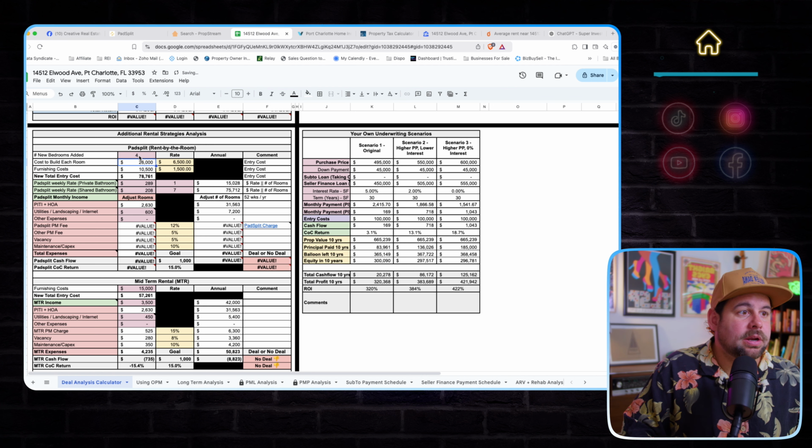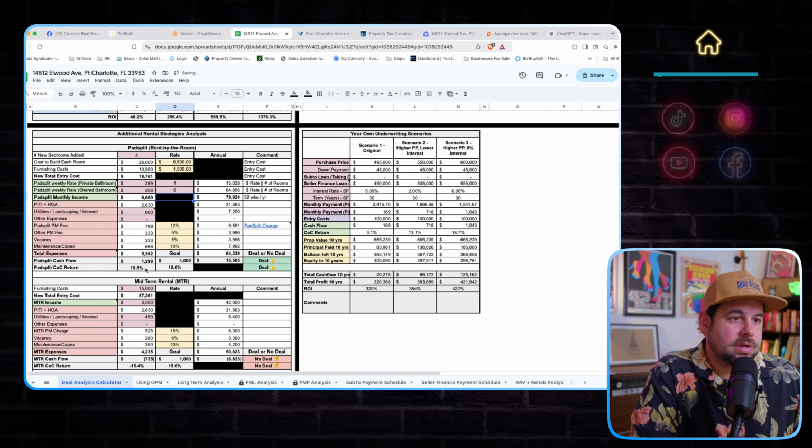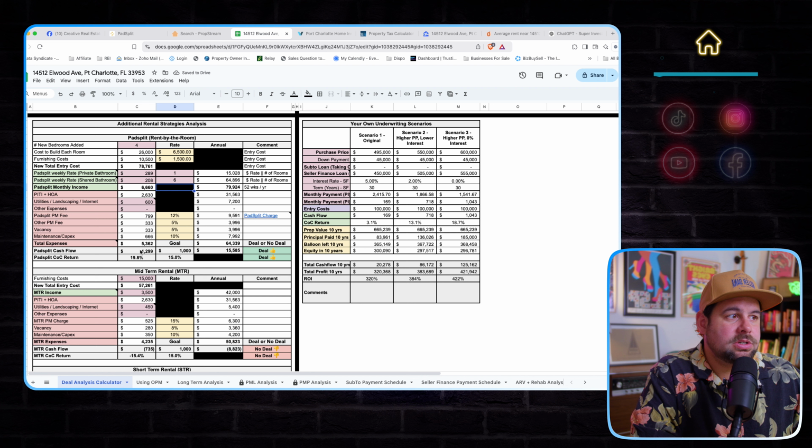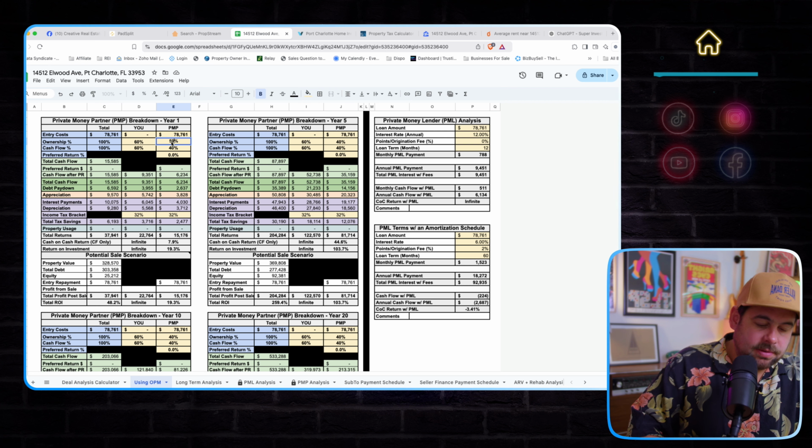Maybe we can even hit it. Let's do 4 bedrooms. Still good. 20% cash on cash return. Now, let me show you really quick. When we bring our partners in, this is exactly how we split it. Well, we're doing 50-50 right now.